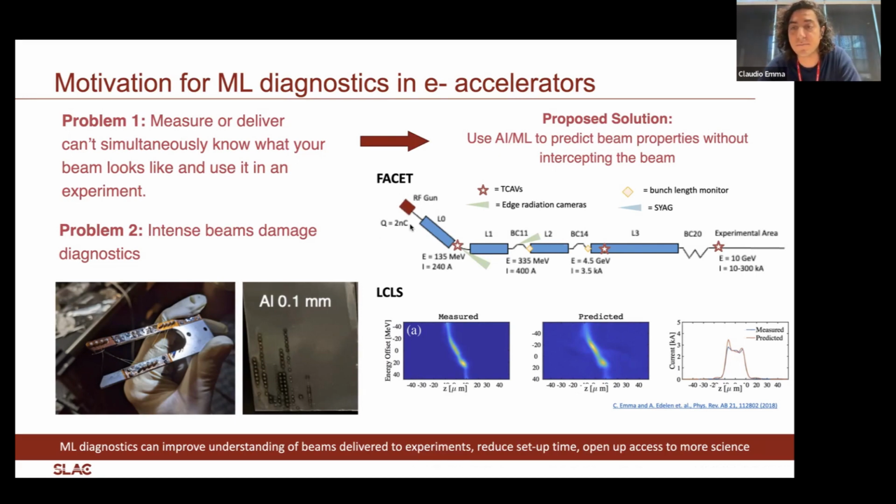LINAC-based accelerator that I'm going to describe. For both FACET and LCLS it is very similar. You have a photocathode RF gun that's followed by accelerating cavity sections, L0, 1, 2, and 3, and those are interspersed with bunch compression sections, BC11 and BC14.